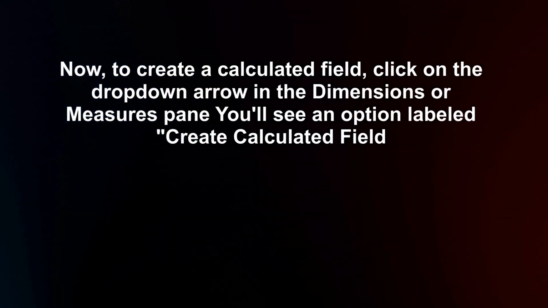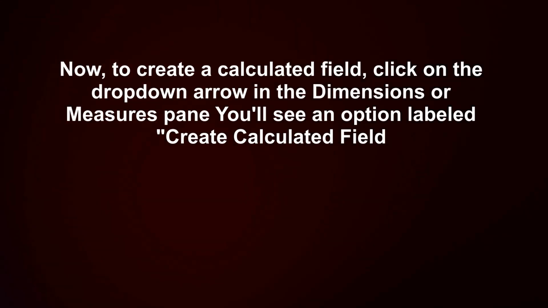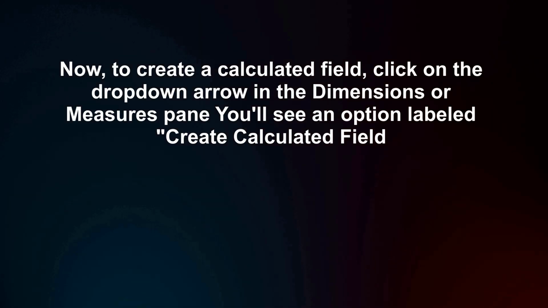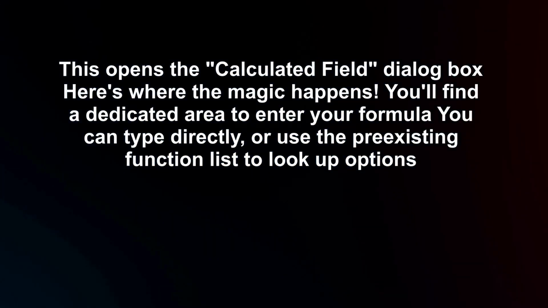Now, to create a calculated field, click on the drop-down arrow in the Dimensions or Measures pane. You'll see an option labeled Create Calculated Field. This opens the Calculated Field dialog box. Here's where the magic happens.